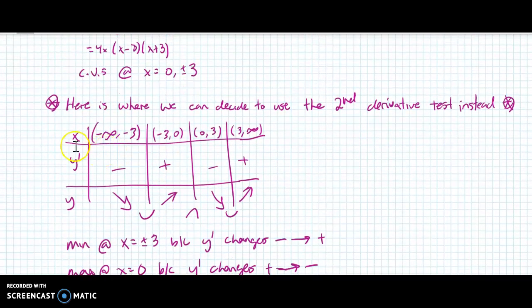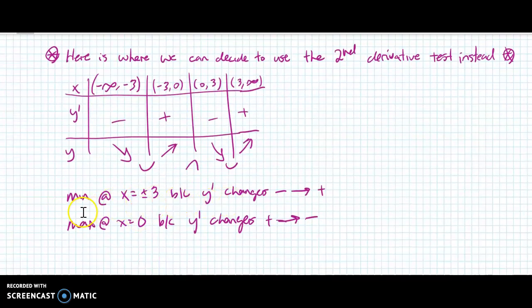But if we're doing the first derivative test, which you already know, we figure out what the signs are, where it's positive, where it's negative, and then we draw some arrows. We have our intervals up here too. And then we make our statements. Min at x equals plus or minus 3, and it's fine to jam those into the same statement because y prime changes minus to plus, and max at x equals 0 right here because y prime changes plus to minus.